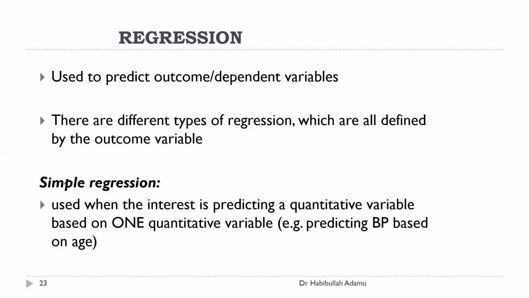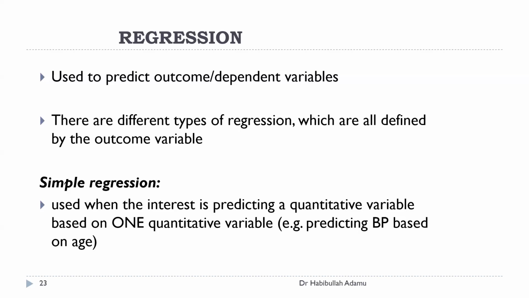You are predicting one quantitative variable from what? One independent variable. That independent variable can be either quantitative or qualitative, it doesn't matter. But the most important thing is that the thing you are predicting should be a quantitative variable, because that is when you can use linear regression. So simple regression, you are predicting one quantitative variable from only one independent variable.